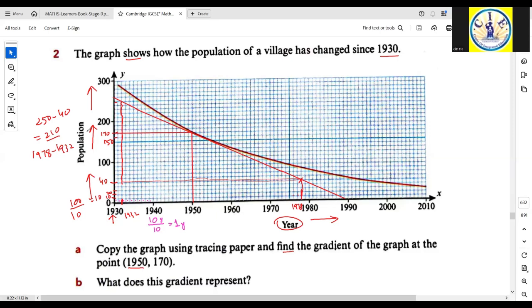This could give us the gradient. So this is 210 divided by 46, which is almost 4.5, and it has to be in the negative direction because the change in y is negative. So this can be this one, this one.